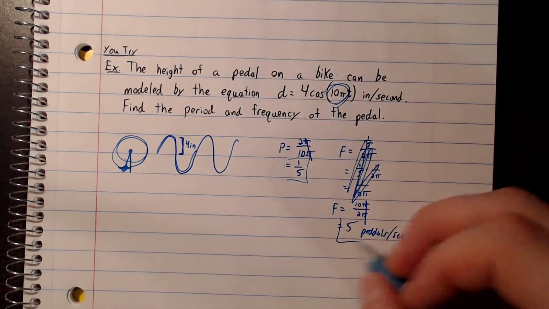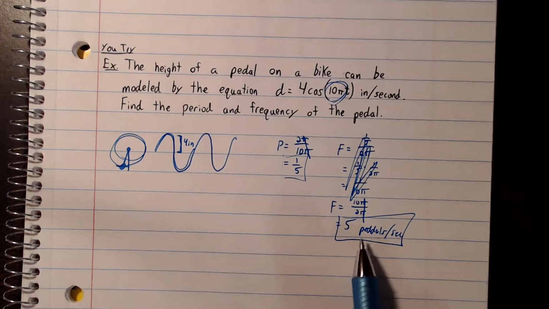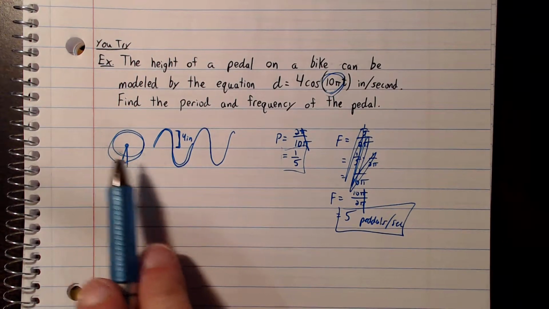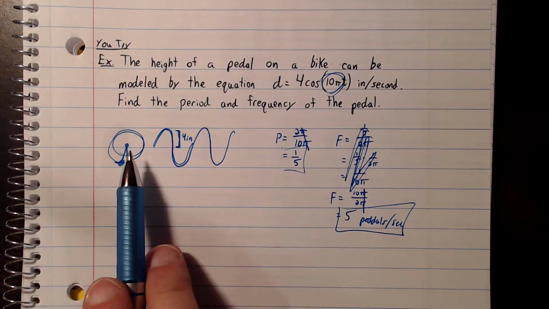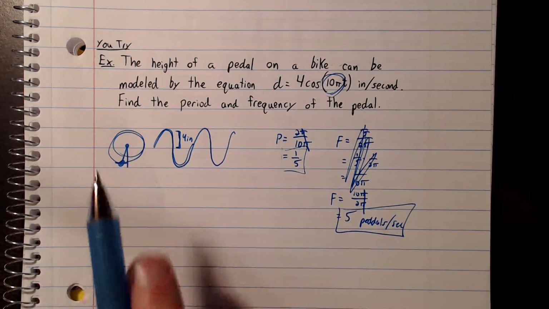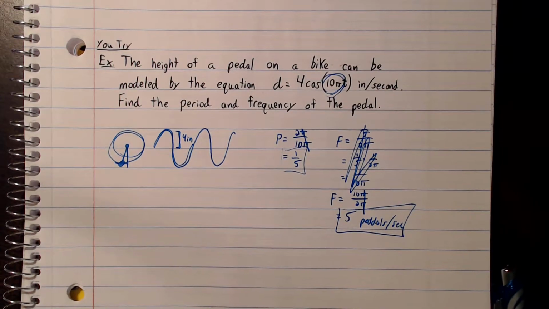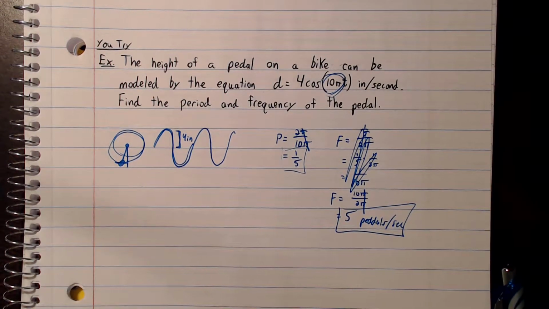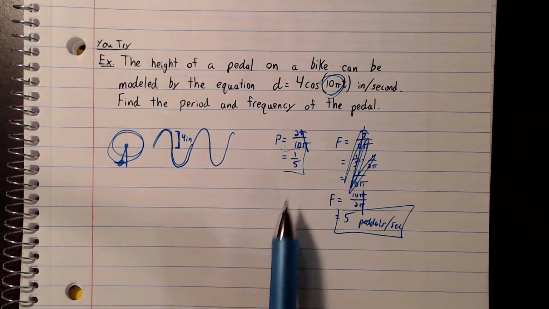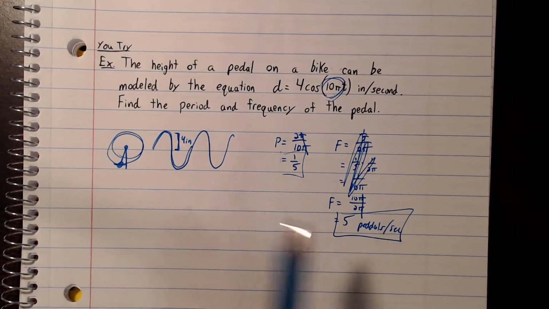I know I didn't say that right in the end, but I think you get the point. If you can spin this around once in 1/5 of a second, then in 1 full second you should be able to go around 5 times. What is that telling you? This guy is pedaling really fast, 5 full pedals per second. Maybe they're going uphill or something. But this is what they were looking for, the period and the frequency.